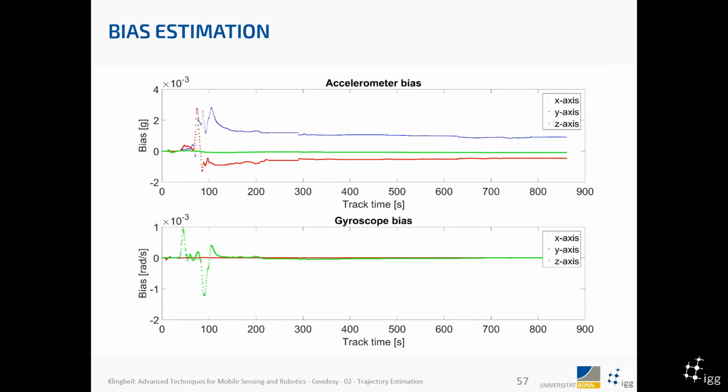Just to again show what we've seen before, we look at the bias estimations now, and we can see that the bias is nicely converging to a certain point and staying there roughly. This is pretty similar. So this tells us something about the health of our filter, and that it's doing what it's supposed to do.